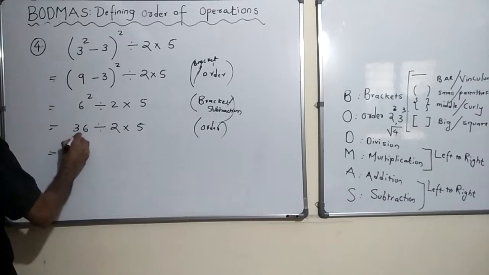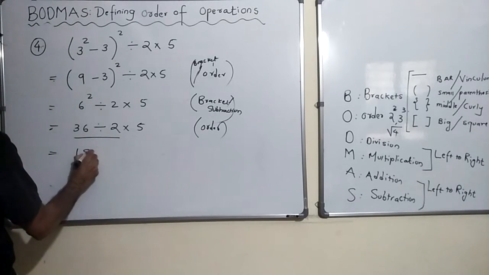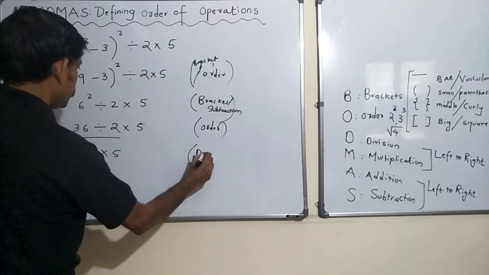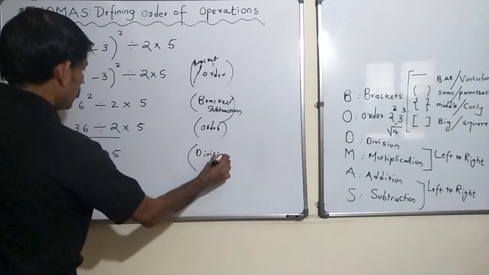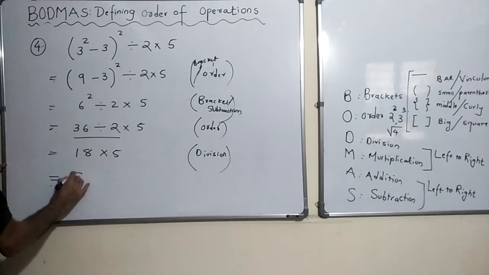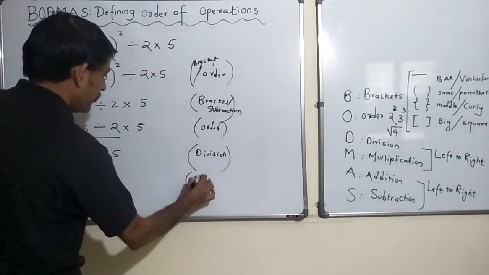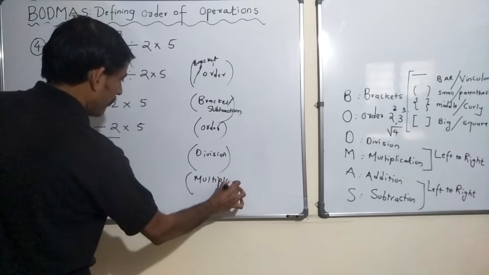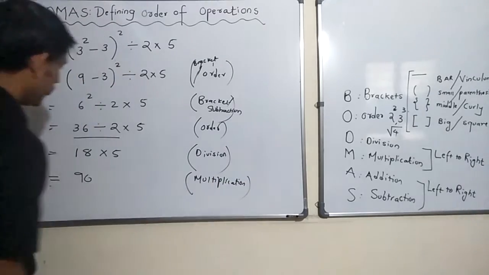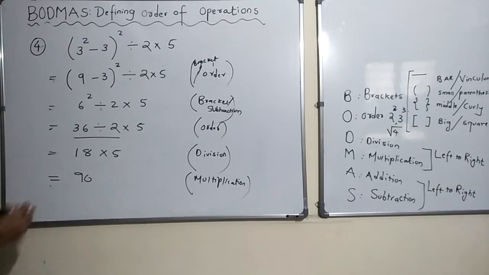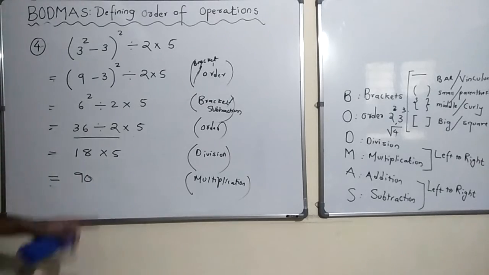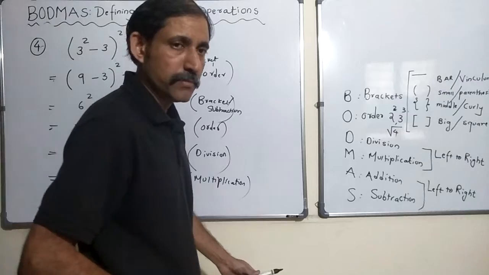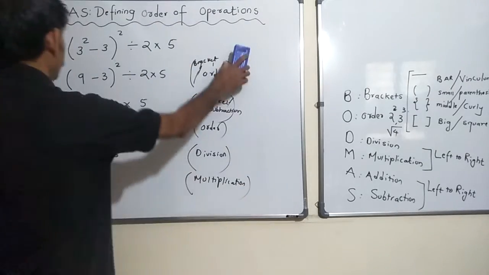Division and multiplication have the same priority, but we have to solve from left to right. So I solve from left to right, so this is the left one, division, so it becomes 18 into 5. And 18 fives are 90. I took care of multiplication. Great. So I think you understood this, right? So always play by the rule, that is the BODMAS rule.